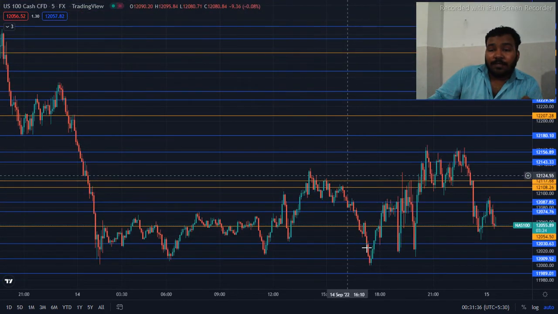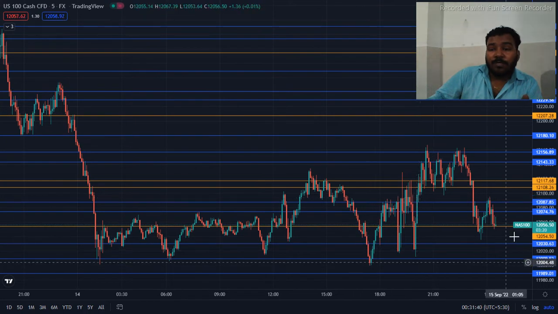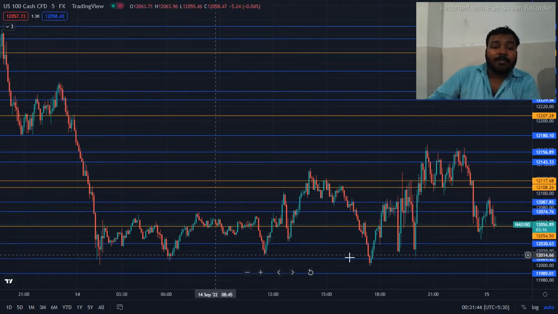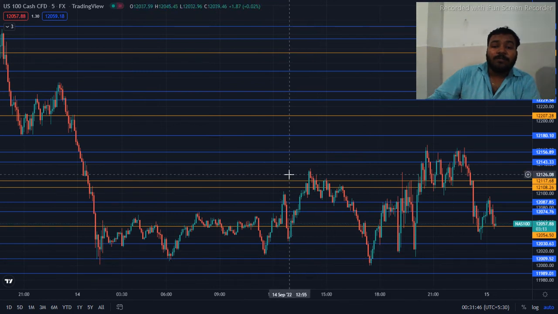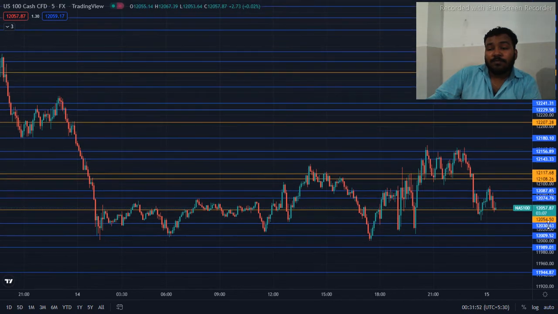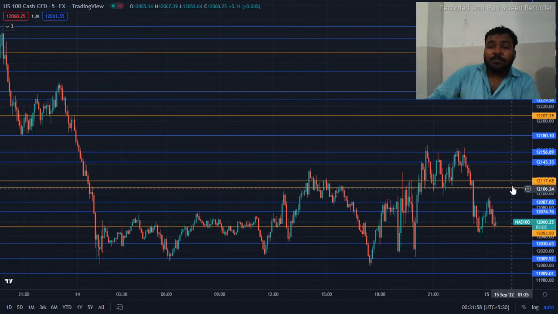All right, and then again it tested this zone for the third time, took a bounce again. So the level of 12009, as I have been telling, will be acting as a support. But yes, if a level is tested again and again, it becomes weak. So if this level is reached, we can see it further falling down to the level of 11989 and 11944. All right, so be cautious.